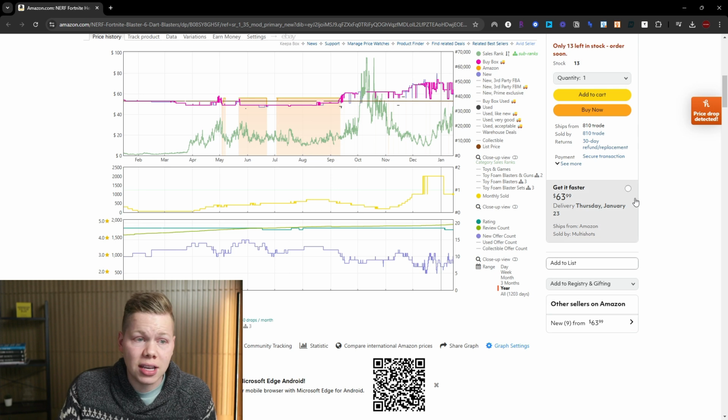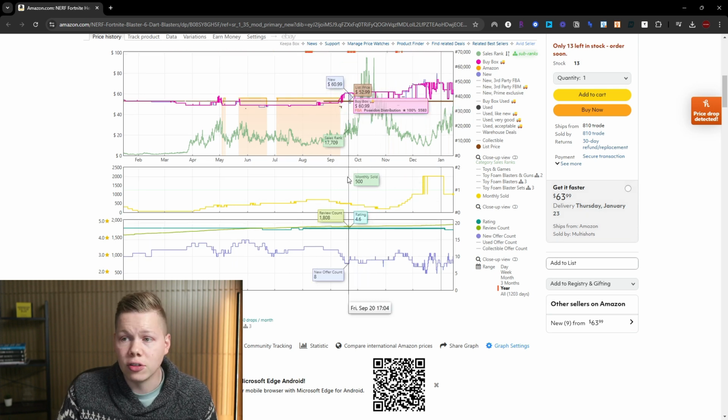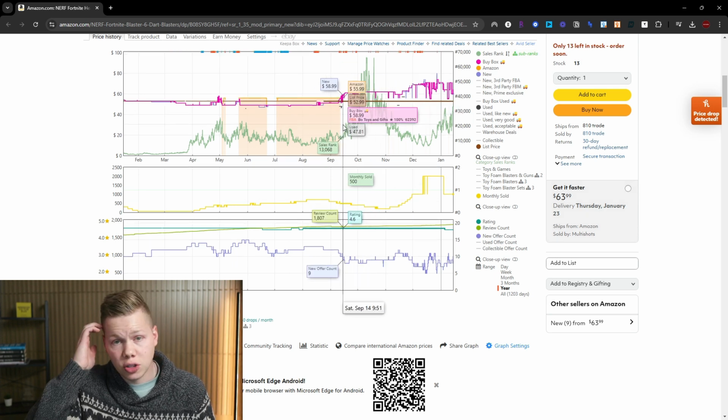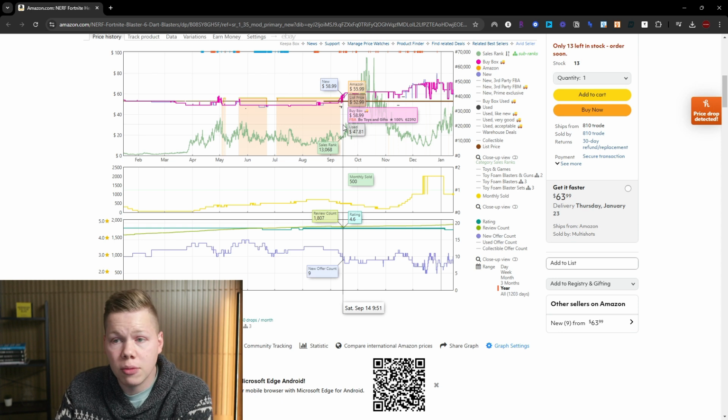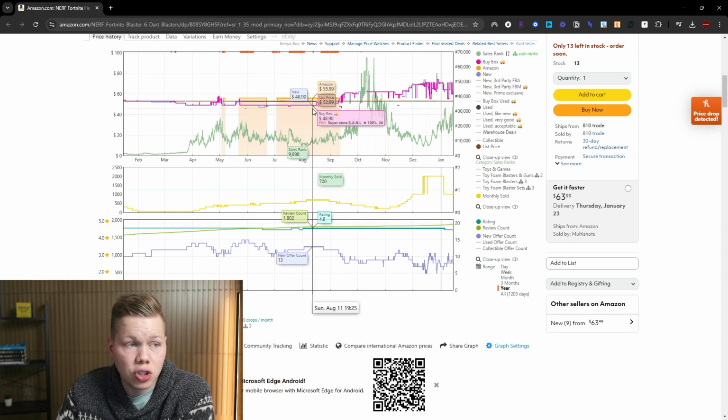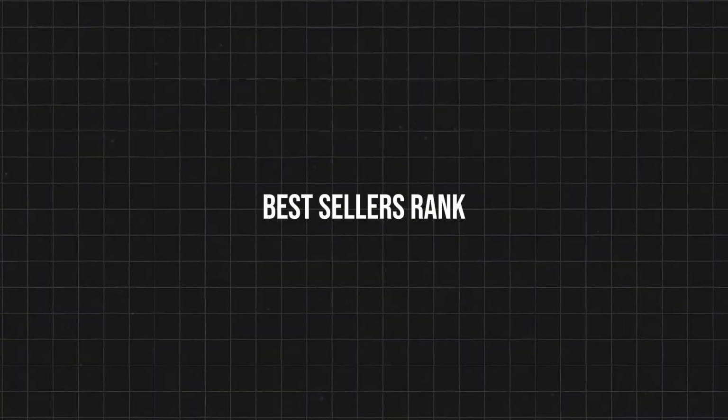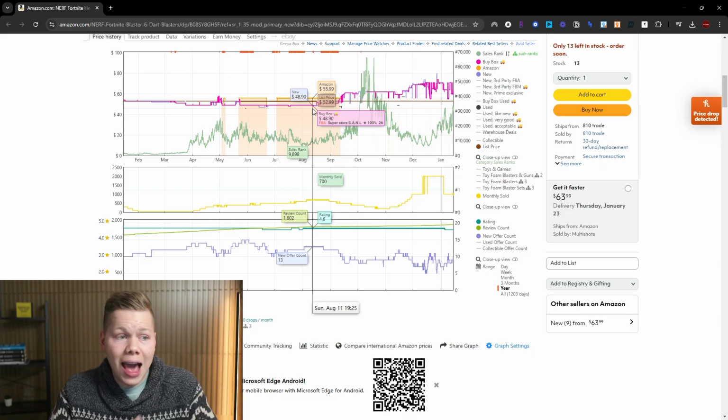So as you can see, there's 3 different charts here, and there's a whole lot of information. The first chart, and arguably the most important chart, is going to show us both our sales price and our BSR or best sellers rank. And that rank essentially tells us how well an item is selling. The lower the rank, the better it sells.